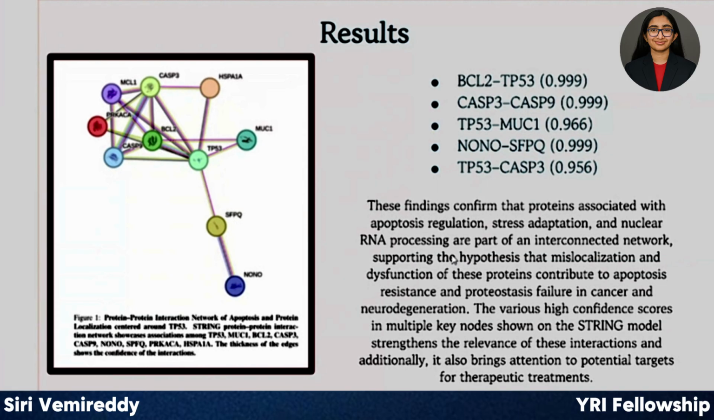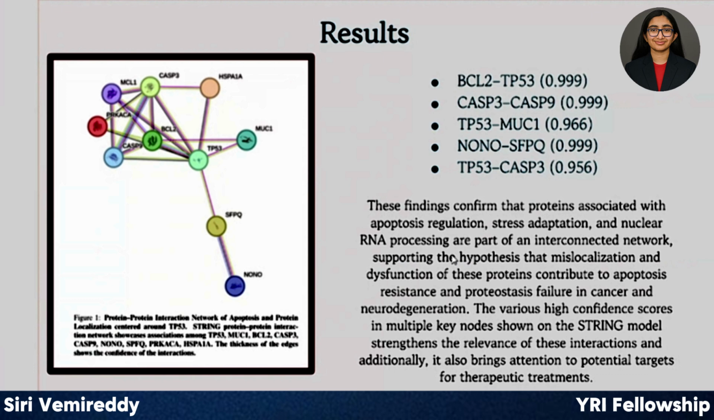So now for our results, on the left we have figure 1, which was made by the STRING database as I mentioned before. This is a protein-to-protein interaction network of apoptosis and protein localization that is centered around TP53. And this network showcases the associations among TP53, MUC1, BCL2, CASP3, CASP9, NONO, SFPQ, PRKACA, and HSPA1A.